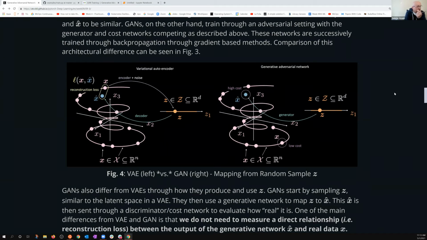And we'll go through that, but I just wanted to rewind and say the main difference between the VAE and the GAN was because you start from the left, go right, and back to the left, whereas here you start from the right, you map it to the X space. And then the cost network is basically providing feedback to identify how close to the low cost space you land, to the manifold you land.